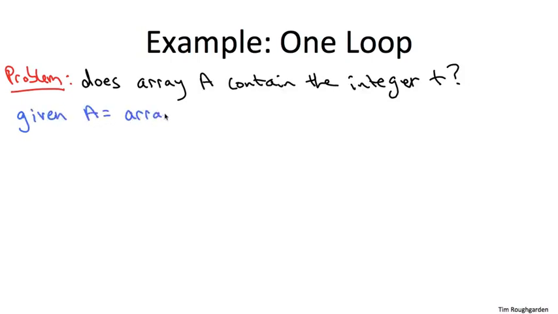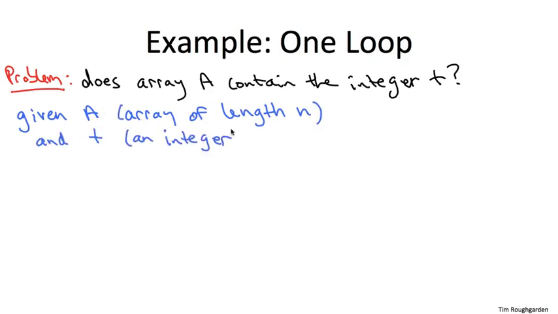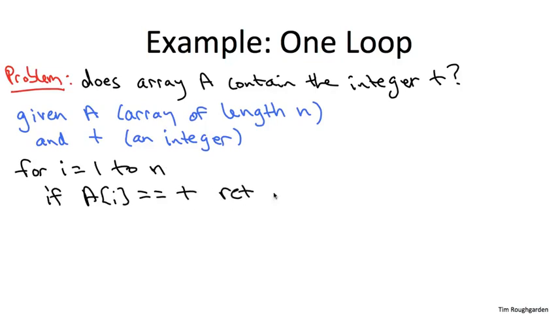Let's analyze the straightforward algorithm for this problem, where we just do a linear scan through the array, checking each entry to see if it is the desired integer t. That is, the code just checks each array entry in turn. If it ever finds the integer t, it returns true. If it falls off the end of the array without finding it, it returns false. So what do you think?